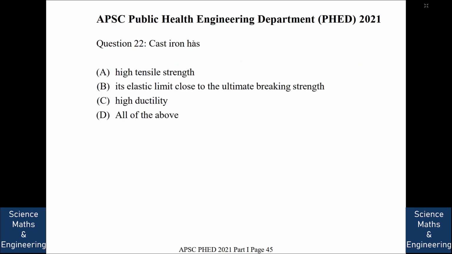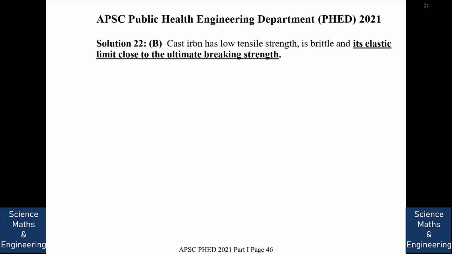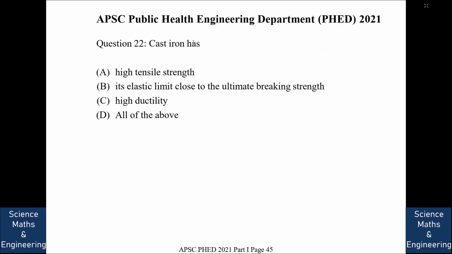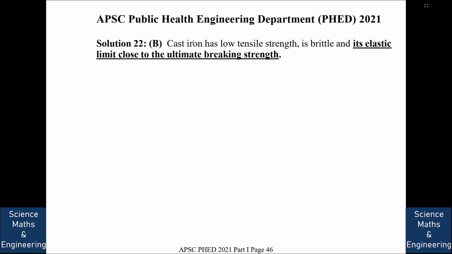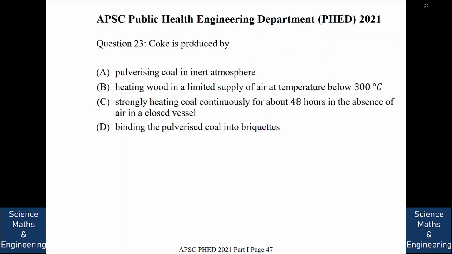Cast iron has, so the property of cast iron is that cast iron has low tensile strength, it is brittle, and its elastic limit is close to the ultimate breaking strength. So it is option B. So it has low tensile strength and low ductility, that's why it is brittle. We'll go to the next question.